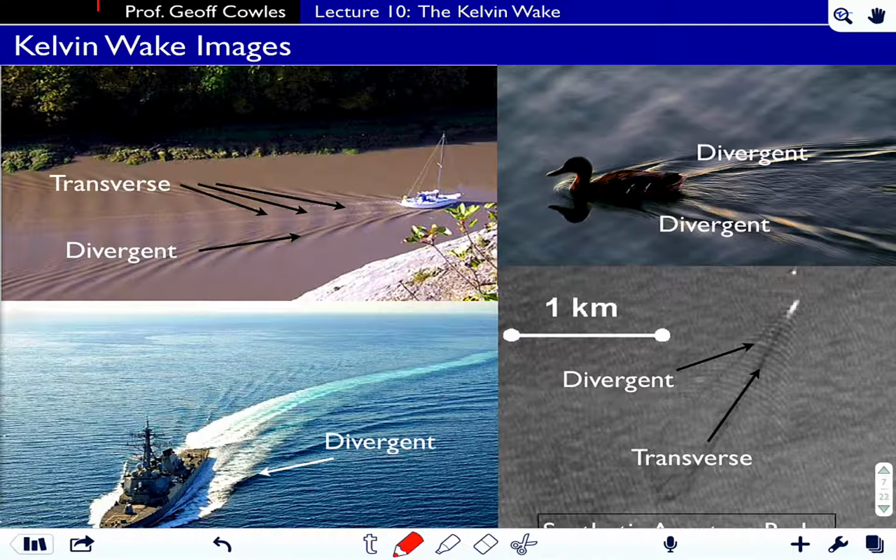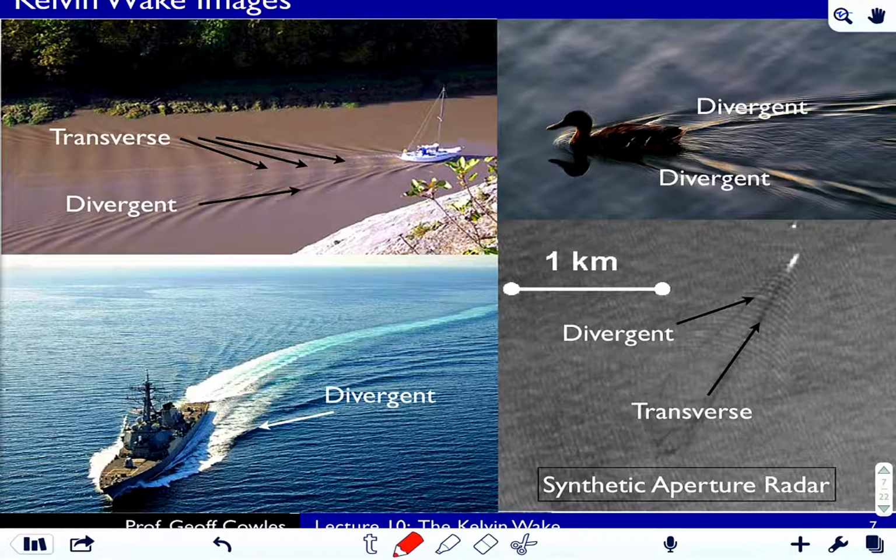Some pictures of Kelvin waves you can see. Each of these items is producing a Kelvin wake, a duck, a frigate, a synthetic aperture radar image of a Kelvin wake of some ship moving somewhere. You can clearly distinguish in there the transverse waves. It's actually a beautiful image. And of course there are a lot of studies, and I asked you to do this in your homework, of processing an image like that to determine the ship speed.